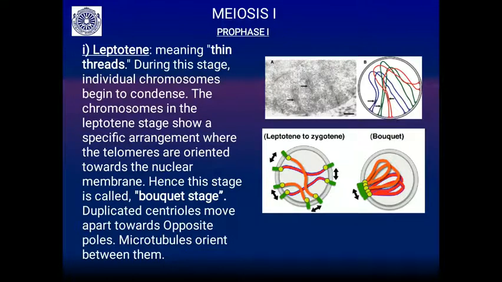In prophase first, the first stage is leptotene. Leptotene means thin threads. During this stage, individual chromosomes begin to condense. During condensation, because the chromatin is very thin, you can see the telomeres of the chromatin attached to the nuclear membrane, and they assume a stage like a bouquet, called the bouquet stage. So leptotene is characterized by chromosomal condensation.